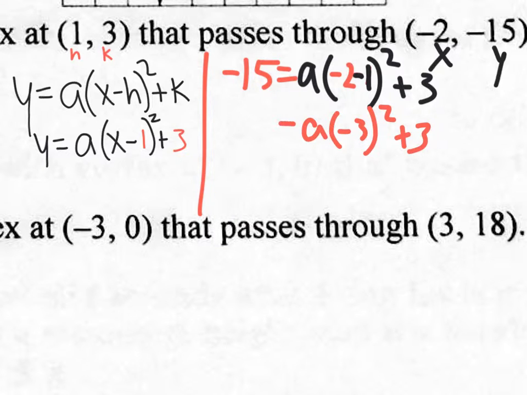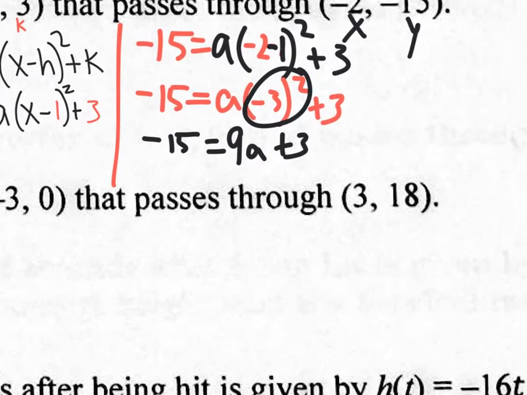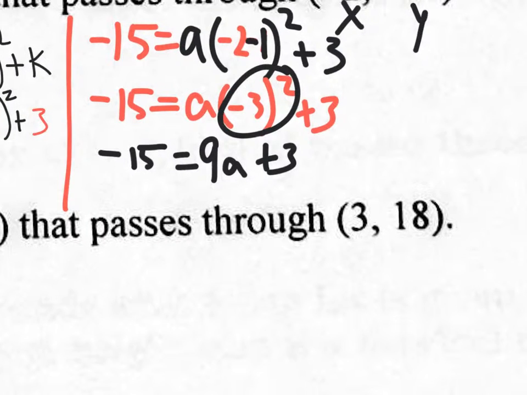Okay? Now, keep this in mind. We have an A out here in front. So we just said that this right here was positive 9. So we really have A times 9, which is 9A, plus 3 equals negative 15. So now I have an equation that I can solve. What do I do to solve that? Subtract 3, subtract 3. Negative 15, take away 3, is negative 18, and that equals 9A.